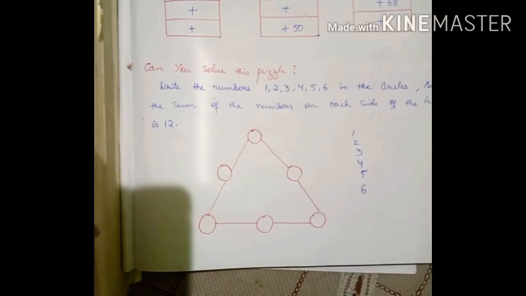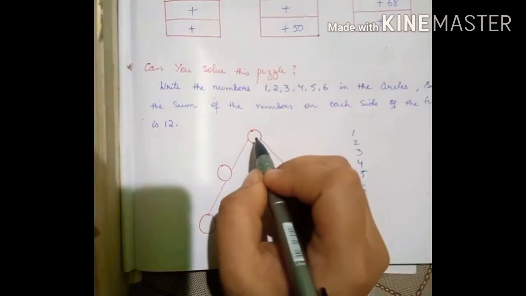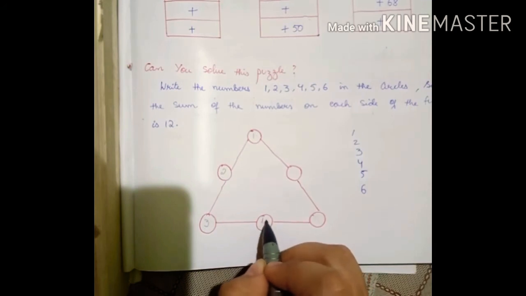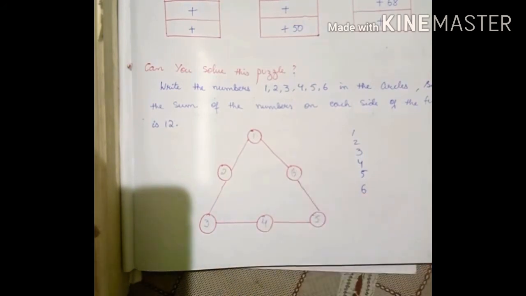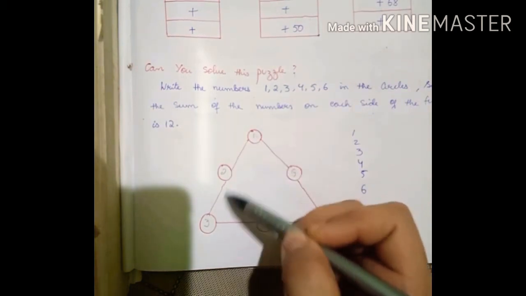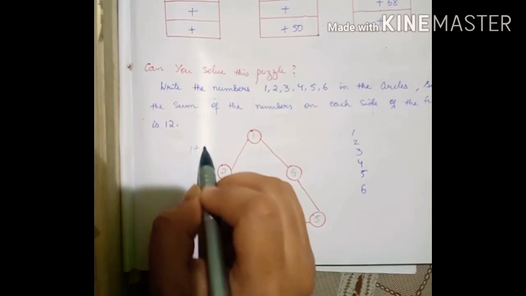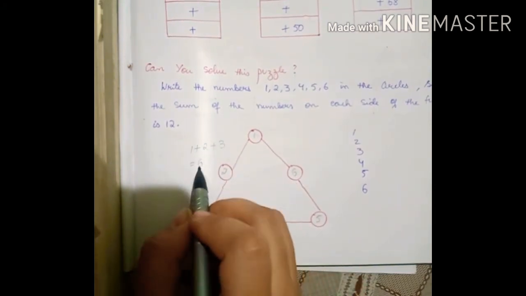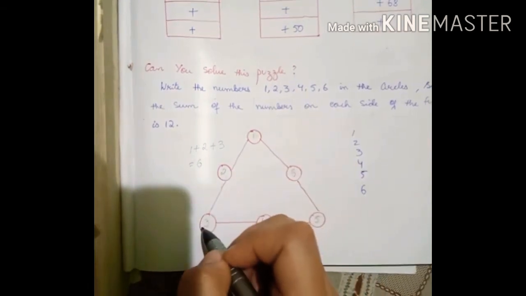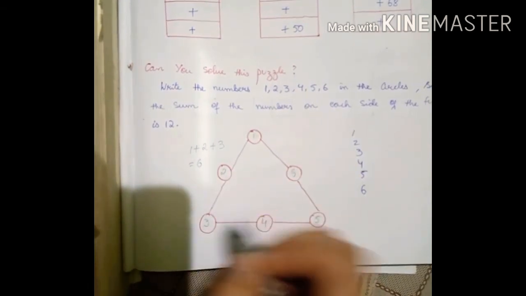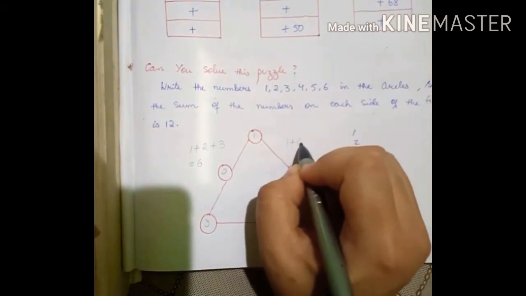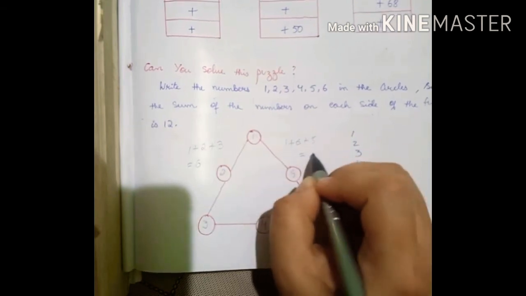So let's try to do it. I'll show you an example. Suppose we put here 1, 2, 3, 4, 5 and 6. Suppose you write it this way. Now you add them. 1 plus 2 plus 3, how much? It will give you the answer 6, but we have to get 12, so these cannot be the numbers in this line. Okay, so see here, 1 plus 6 plus 5 means it will give 12.